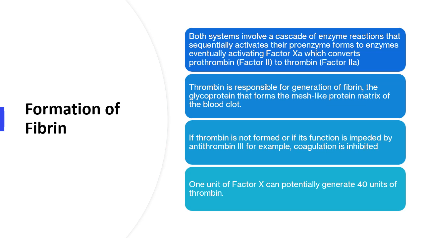Thrombin is responsible for the generation of fibrin, the glycoprotein that forms the mesh-like protein matrix of the blood clots. If thrombin is not formed or its function is impeded by antithrombin 3, for example, coagulation is inhibited. 1 unit of factor 10 can potentially generate 40 units of thrombin.